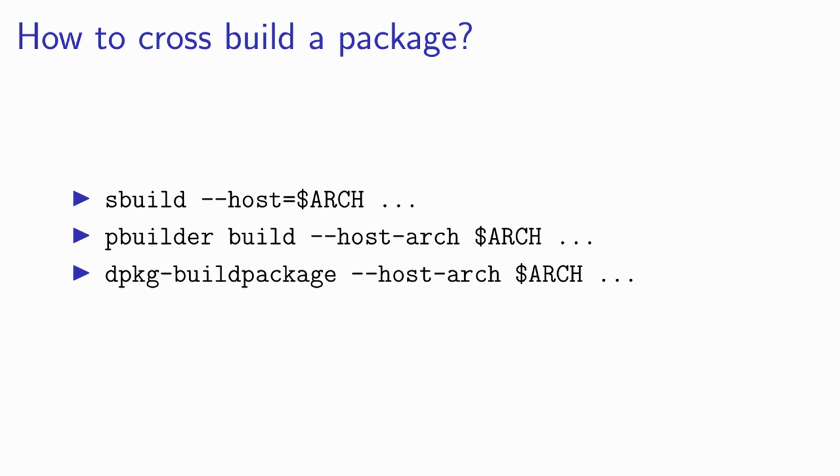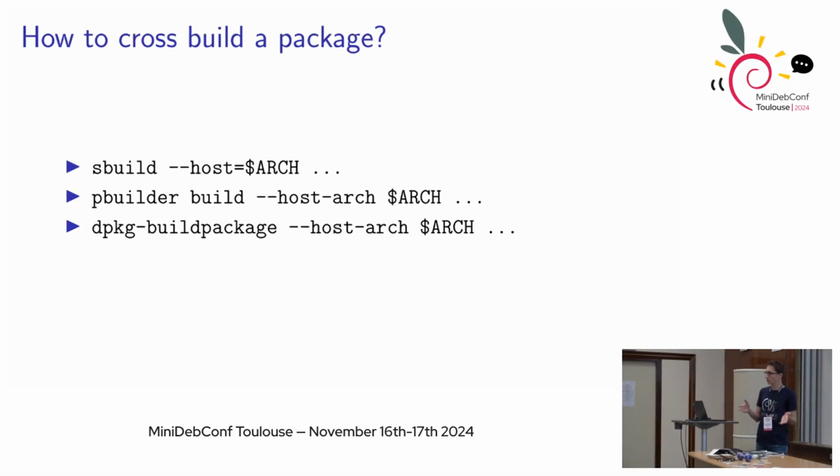Common question, how to cross-build a package? No, you don't need to set up a separate chroot. The normal chroots just work. It's a matter of passing the right flag. So if you drive dpkg-buildpackage directly, of course you have to install your build depends in the right way, but if you use sbuild or pbuilder, you append that flag, and it magically just works, if it just works.